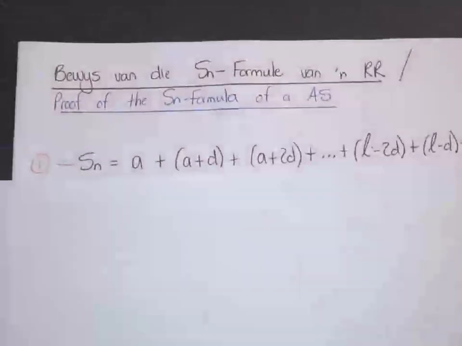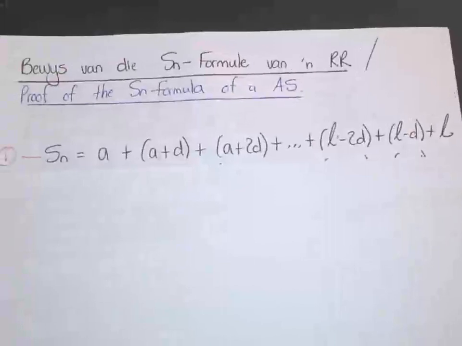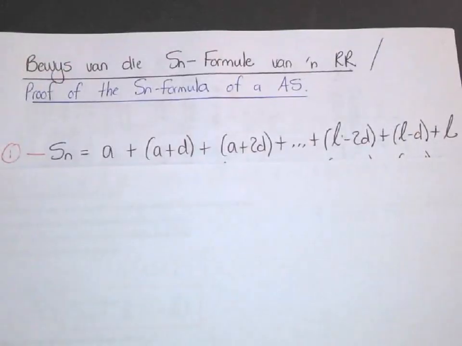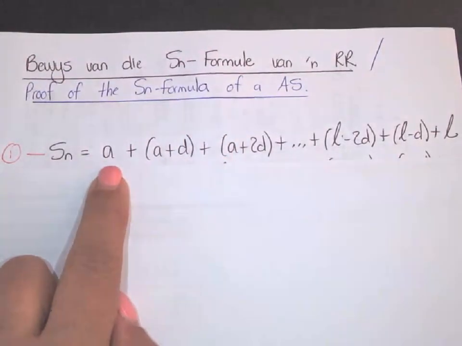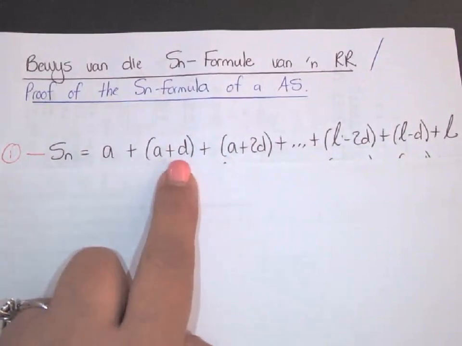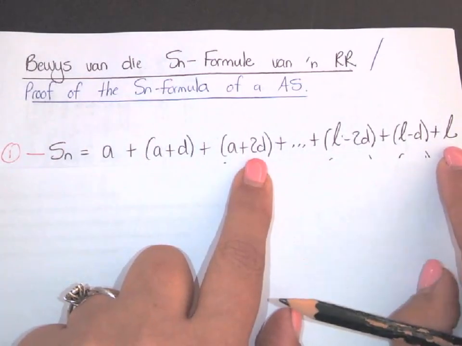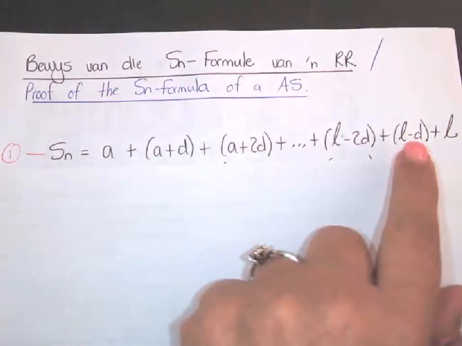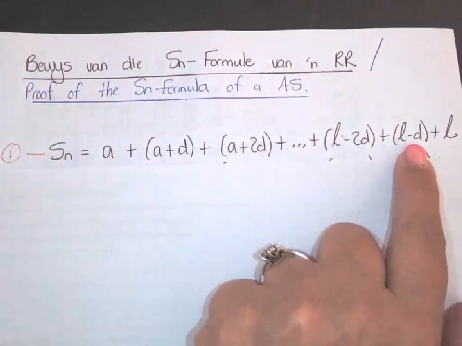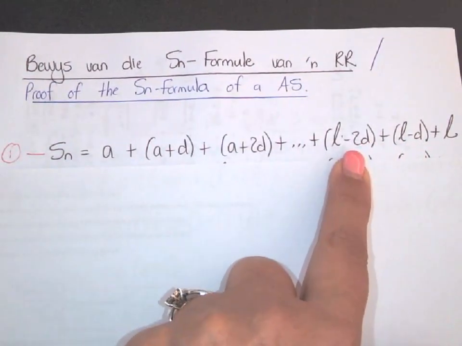The proof of the Sn formula for an arithmetic series. You start with the first term A. Then I add D to get the second term. Then I add 2D to get the third term. Are you with me so far? And let's say we have the last term. To get the previous term, you subtract D. And to get the one before that one, you subtract 2D. Are you with me so far?